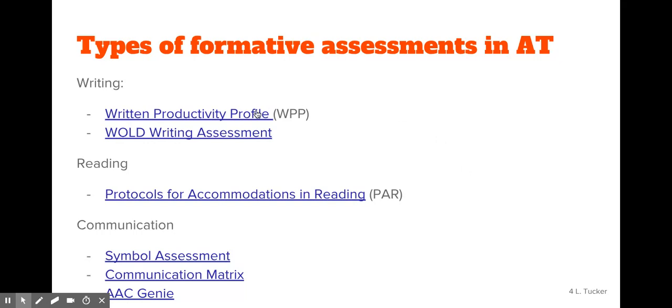So this first one is called the Written Productivity Profile, and the other one is the WOLD. These two writing assessments really establish a baseline of students' ability to handwrite versus type across a variety of tasks. So these assessments try and simulate what sort of writing tasks does a student have to do in a classroom. So sit and think to yourself, what sort of writing tasks does a student need to be able to do?